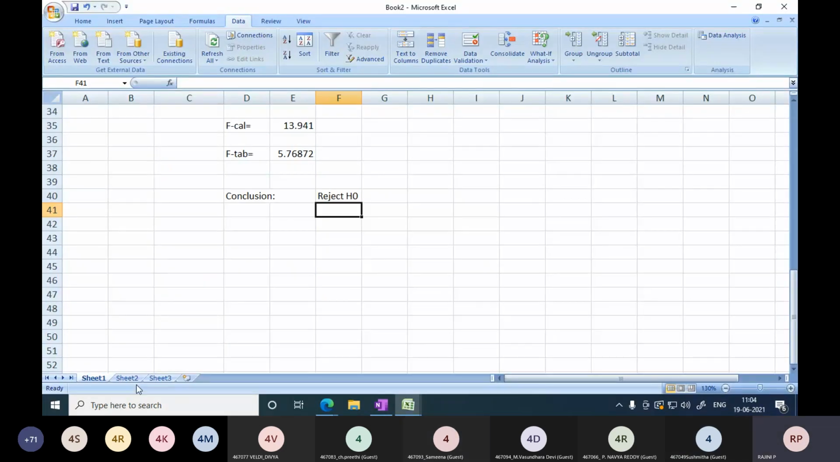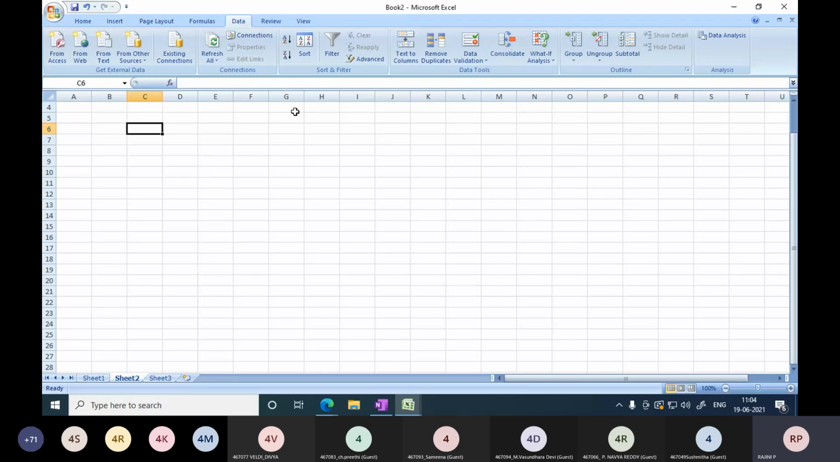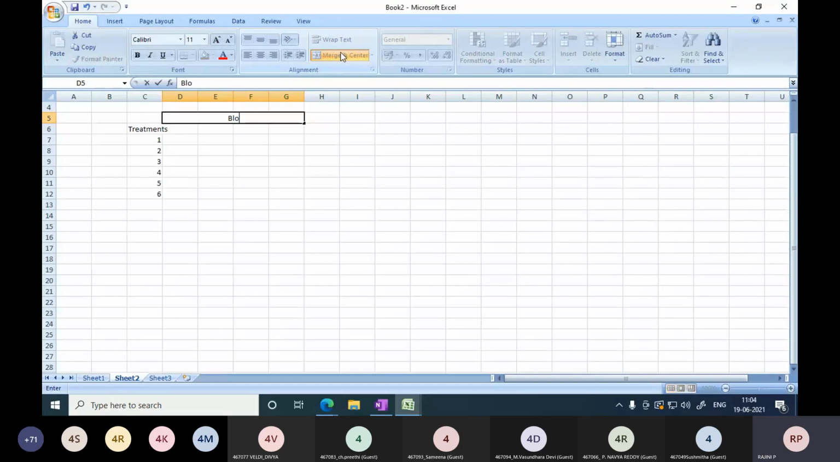Please tell me how to arrange the data. Here I'm taking the treatments in the first column, that is, row wise I'm taking 6 treatments. And now, how many blocks? We have 4 blocks. Write it here: 1, 2, 3, 4. I'm taking the blocks column wise.